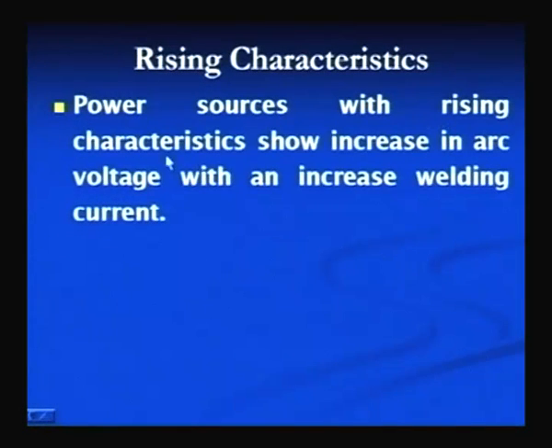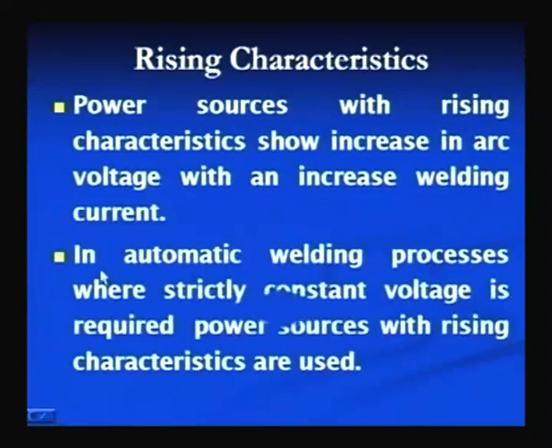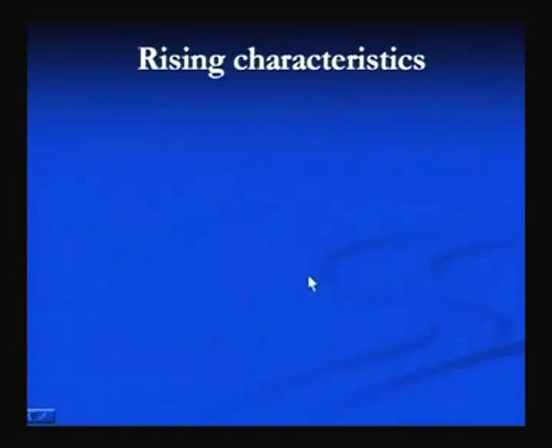The power sources with rising characteristics show an increase in arc voltage with an increase in welding current, and in automatic welding processes where exactly constant voltage is required, power sources with rising characteristics are used. This is because exactly constant voltage is not supplied by the constant voltage power sources; the voltage slightly decreases with the increase in current. But in this case, a slight increase in arc voltage is noticed with the increase in welding current. That can be seen from the diagram in the next slide.